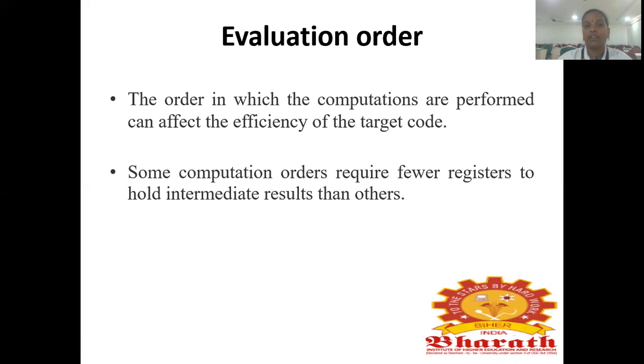It produces good efficiency of the target code. Some computations can be ordered to require fewer registers to hold the intermediate result. Frequently used values and results can be stored in registers, while rarely used data and variables are stored in the processor, RAM, ROM, or other memory. That is a main part. So frequently used data can be stored in registers. That is the evaluation order.